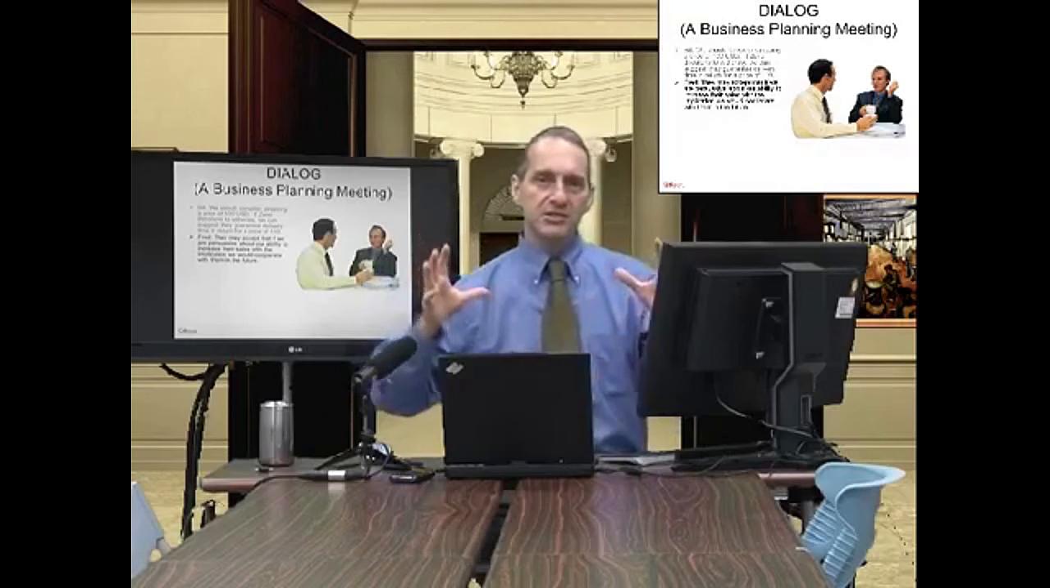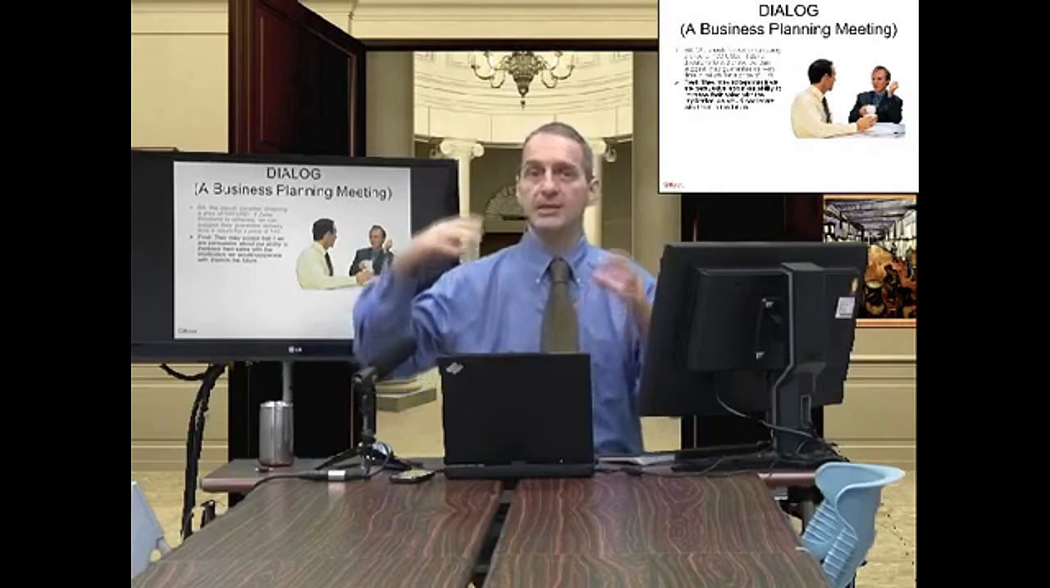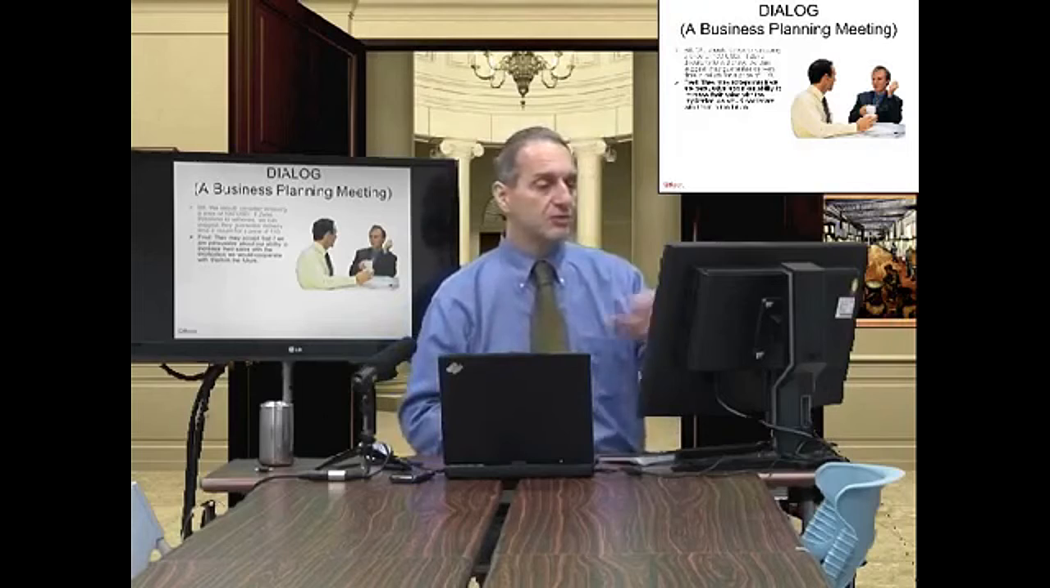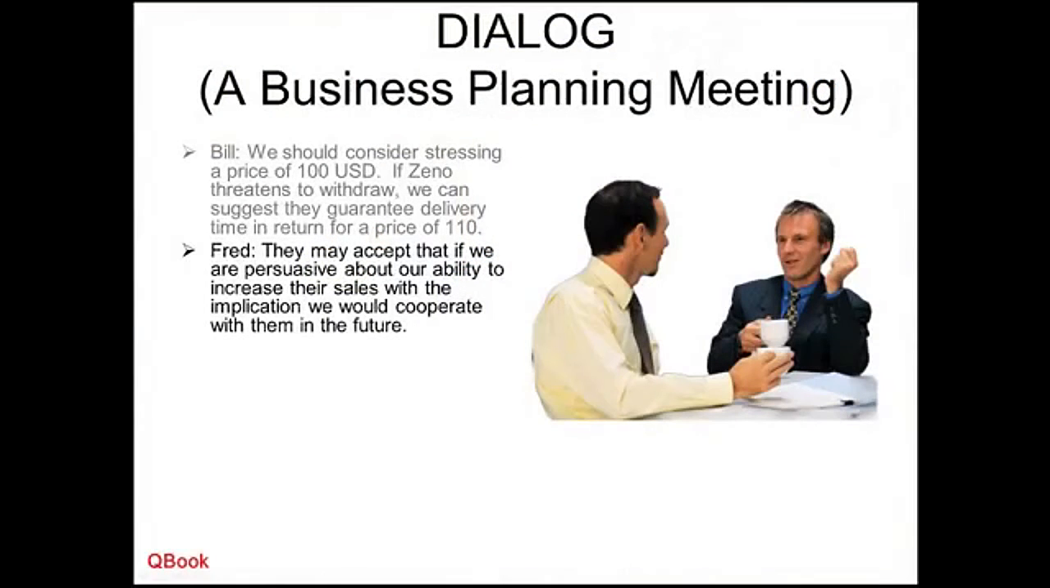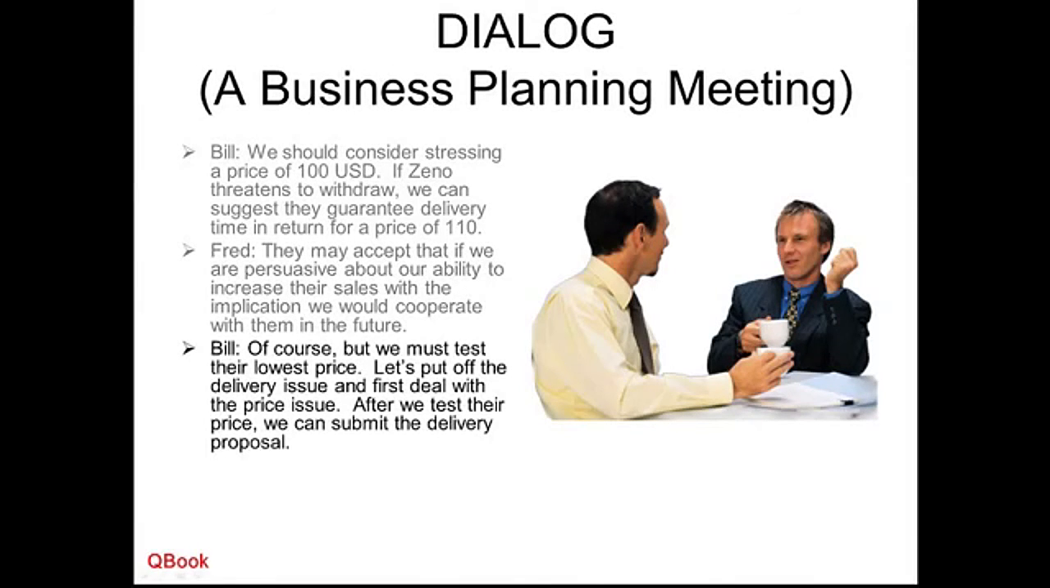So everyone is carefully measuring their risk, and they're trying to get the biggest payoff up front. And that's really what Fred and Bill here are talking about. They're trying to see how can we minimize our risk, maximize our payoff up front, and maybe create a long-term payoff. Bill says, of course, but we must test their lowest price. Try to get the lowest. Let's put off the delivery issue and first deal with the price issue. After we test their price, we can submit the delivery proposal.